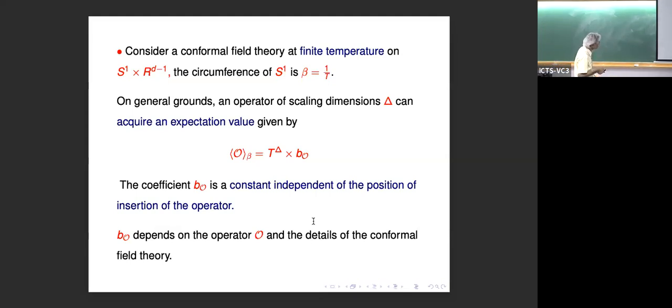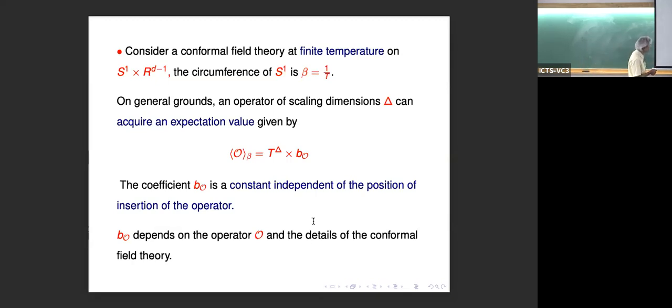On general grounds, if you look at an operator of dimension delta, it acquires an expectation value because of scaling, T to the power delta times a number. Now this number, b_O, I've extracted all the scale out of it because of this temperature. It's a constant, and in fact, because of translational invariance, it's independent of the position of the insertion of the operator. And this number can depend on the operator itself and the details of the conformal field theory.